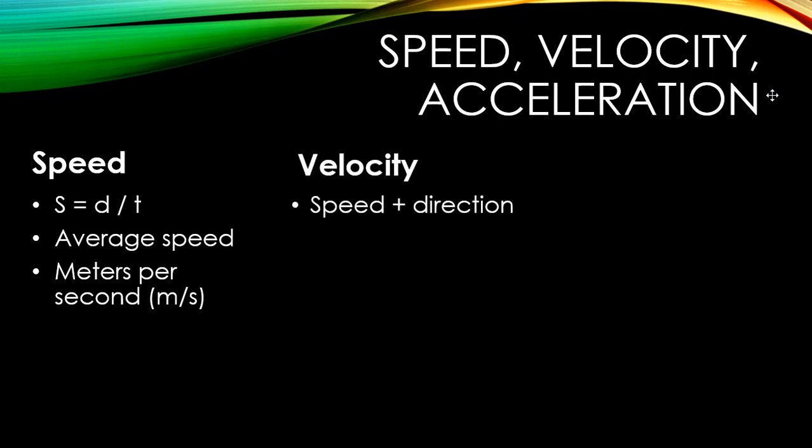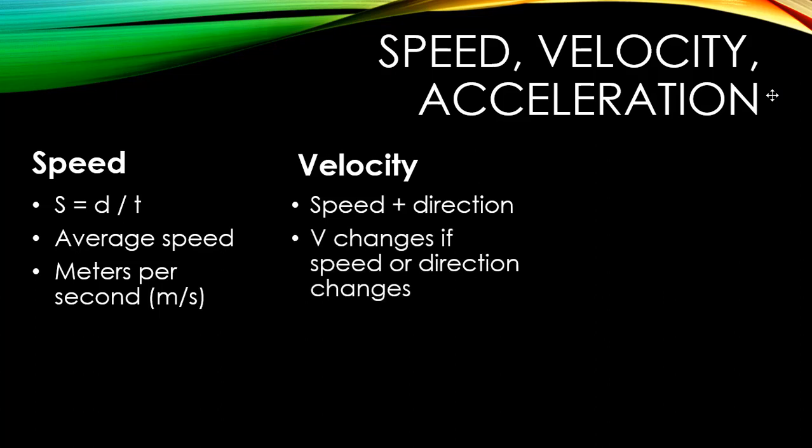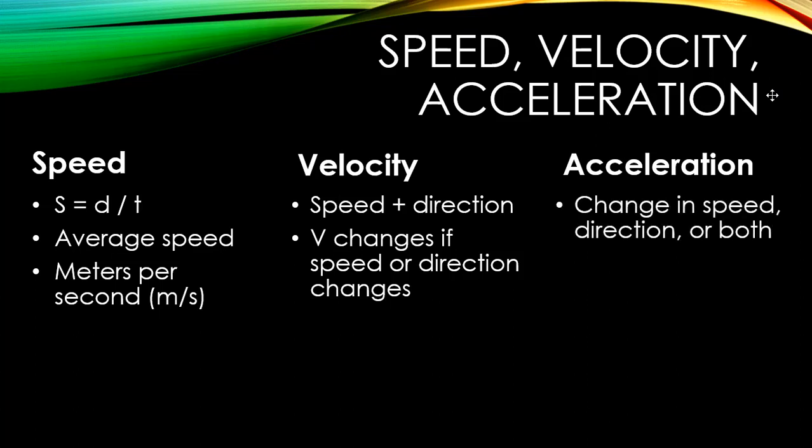Velocity is speed, but now we're adding a direction. So we've changed it into a vector, and we have to draw pictures of velocity using arrows now. The velocity will change if the speed or the direction changes. So if it speeds up, slows down, or changes direction, we have a change in velocity now, which is the definition of acceleration. That means we have a change in speed, a change in direction, or you can change both speed and direction. And that includes speeding up, slowing down, or changing direction, going faster, slower, left, right, up, down, any direction you can think of.